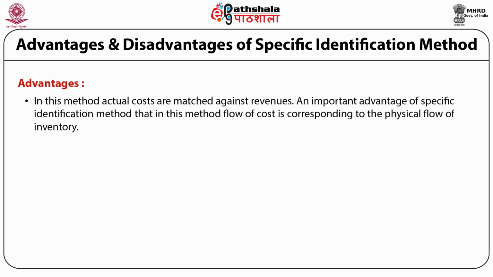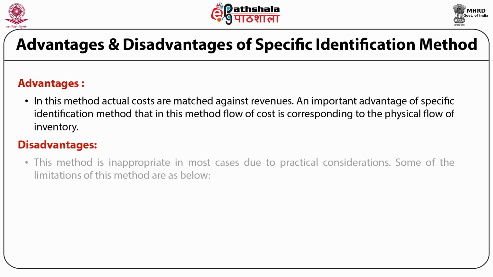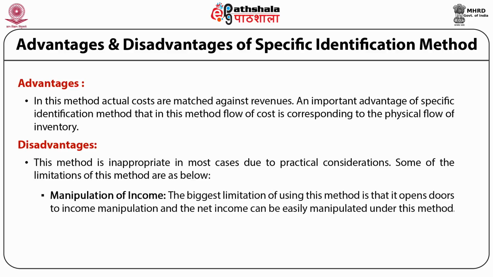In the specific identification method, actual costs are matched against revenues. An important advantage of this method is that the flow of cost corresponds to the physical flow of inventory. A disadvantage is that this method is inappropriate in most cases due to practical considerations, such as manipulation of income. The biggest limitation of this method is that it opens doors to income manipulation, and the net income can be easily manipulated under this method.